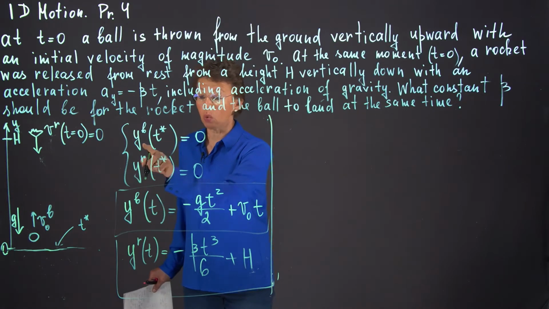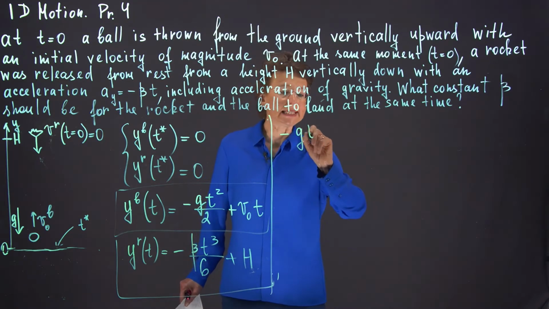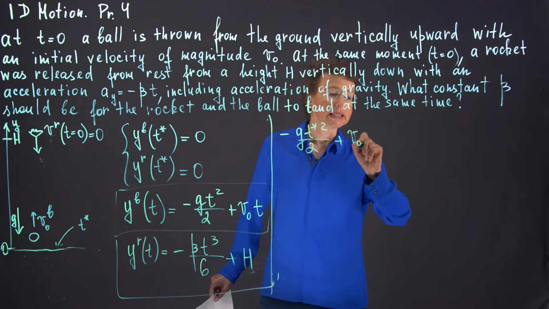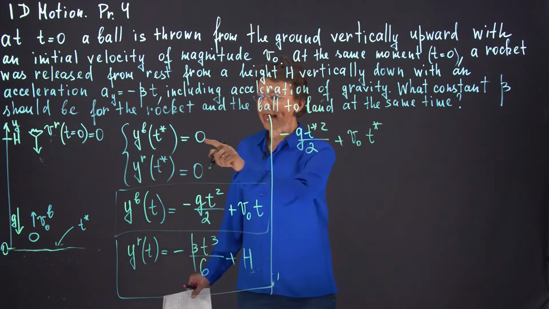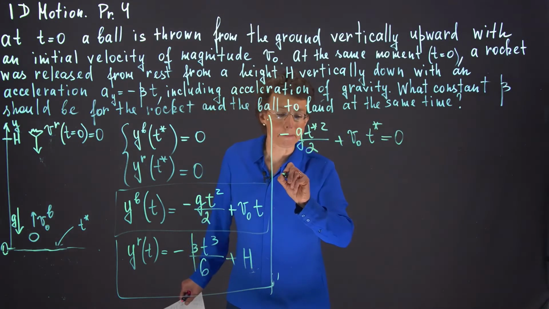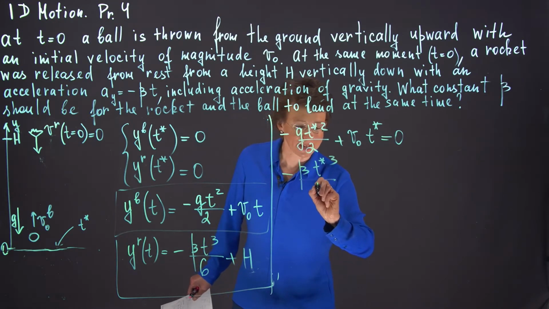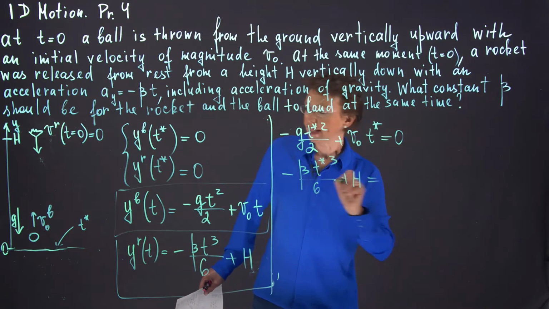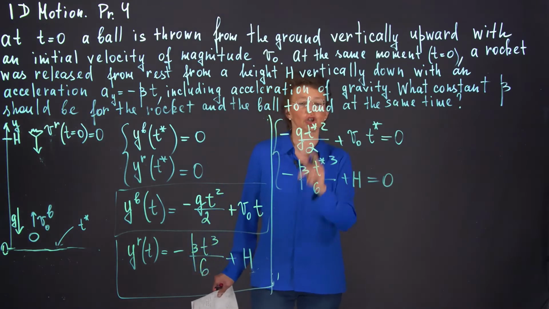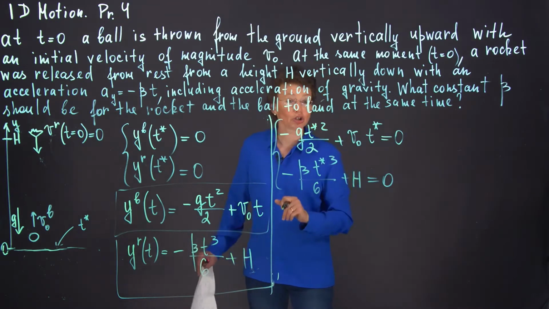I write y of the ball at t star: minus g t star squared over 2 plus v naught t star. And this is equal to 0. And the second equation for the rocket: minus beta t star cubed over 6 plus h is equal to 0. This is my system of equations. Two equations, two unknown variables. I don't know t star and I don't know beta. We can solve this system of equations.